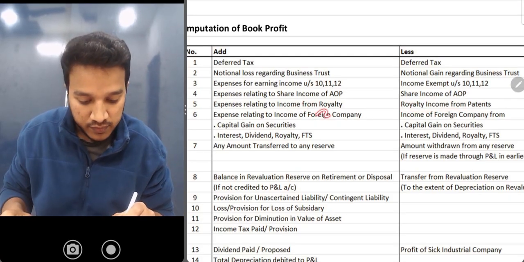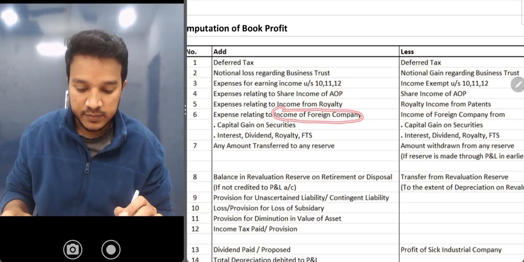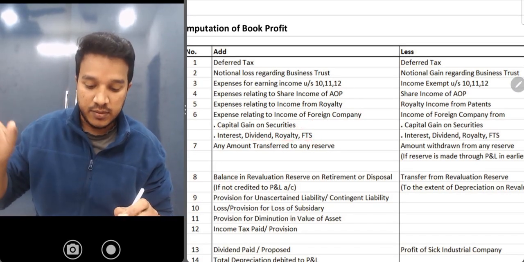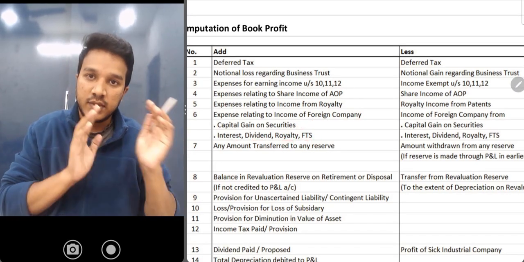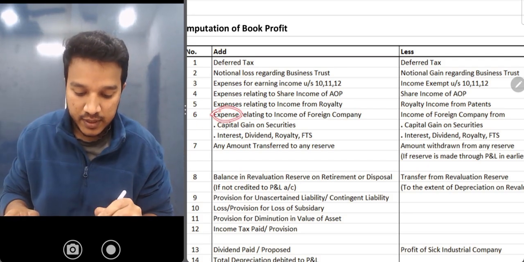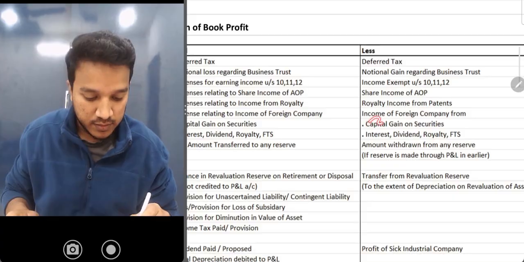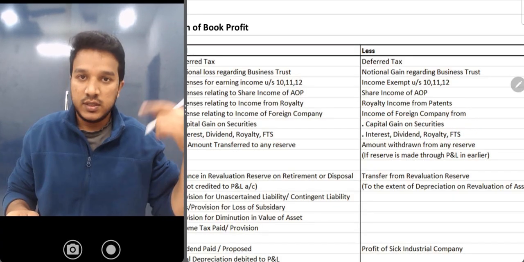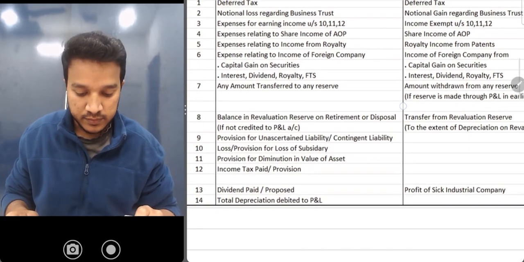Now if you have earned any income from a foreign company, capital gain, interest, dividend, royalty, FTS, and there is any expense relating to that which is debited to P&L, you will add back. And then actual income from foreign companies, capital gains, interest, dividend, royalty, FTS, if that income is there, reduce it.